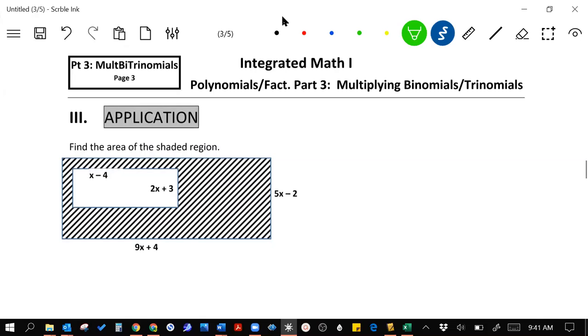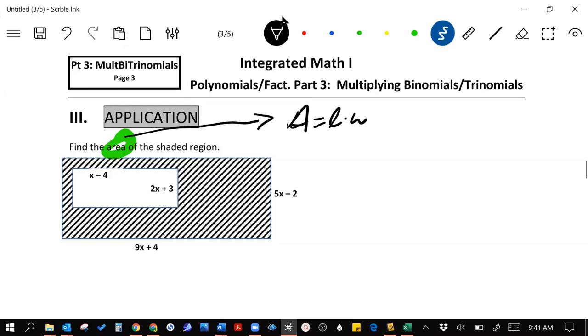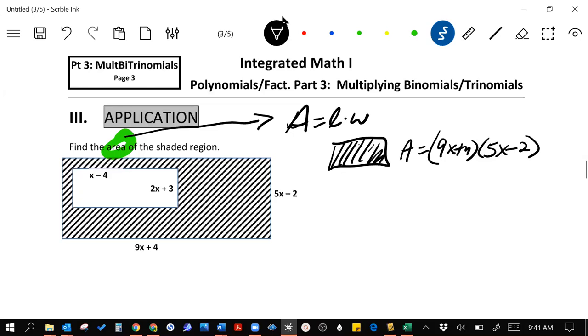So we're talking about area. Remember, the area of a rectangle is length times width. So the really big area equals the length, which is 9x plus 4, times the width, which is 5x minus 2.